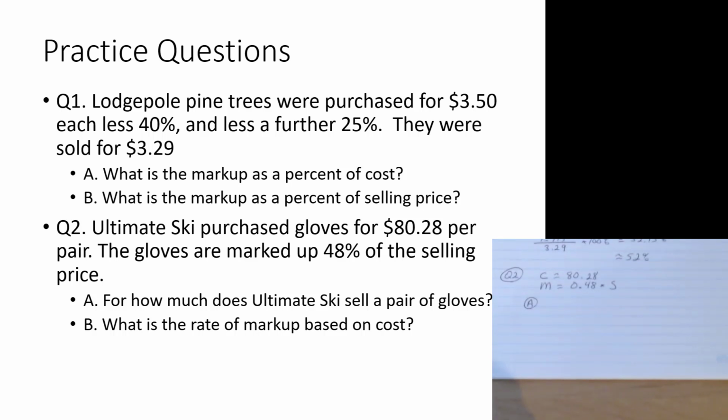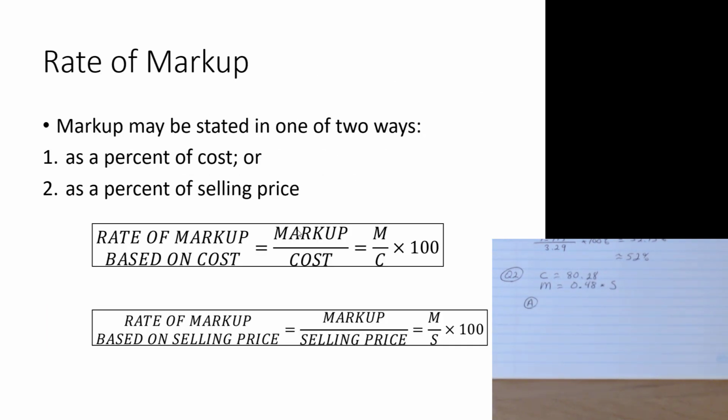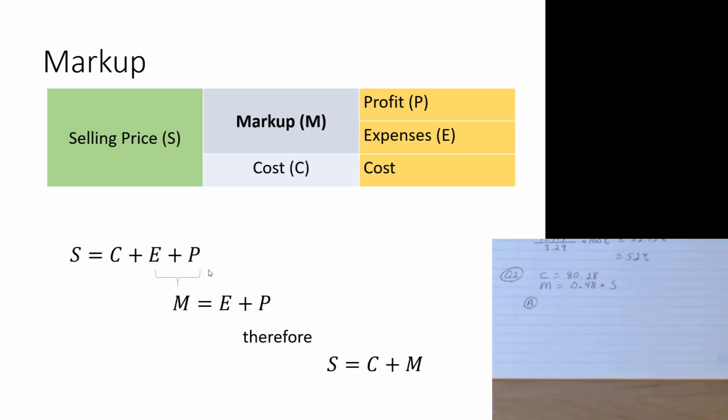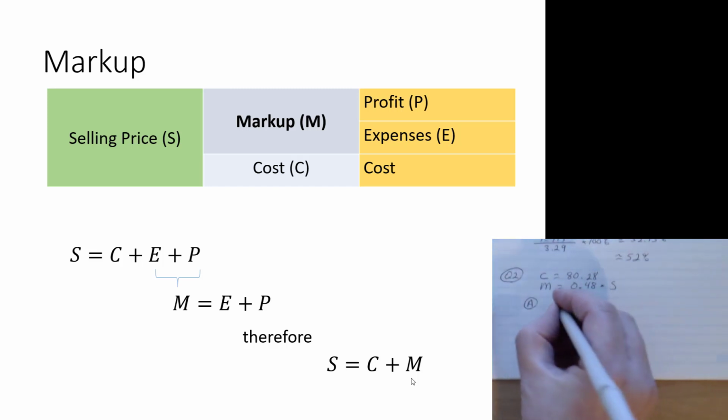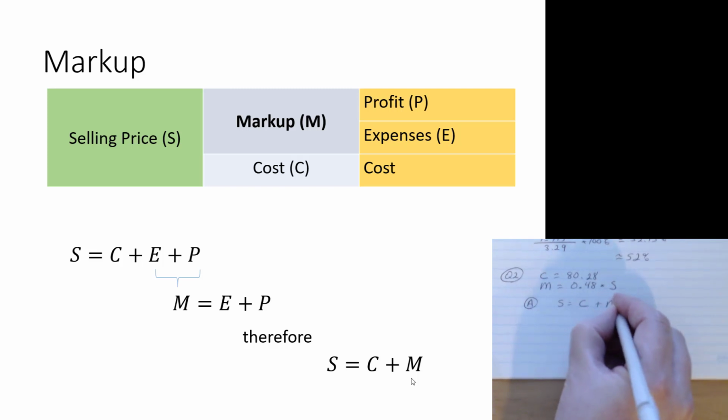Part A. For how much does Ultimate Ski sell a pair of gloves? Okay, so we kind of roll back maybe a little bit and look at our formulas for selling price. Right? I have the first one, C plus E plus P. That requires me to have specific information on indirect costs and per unit profits. I look at the question. Do I see any of that there? No. So I go back. I go to my second formula for selling price, and I see C plus M. Do I have markup information? Yeah, I do. Right? Hey, 48% of the selling price. Got it. So selling price is going to be the cost plus markup.